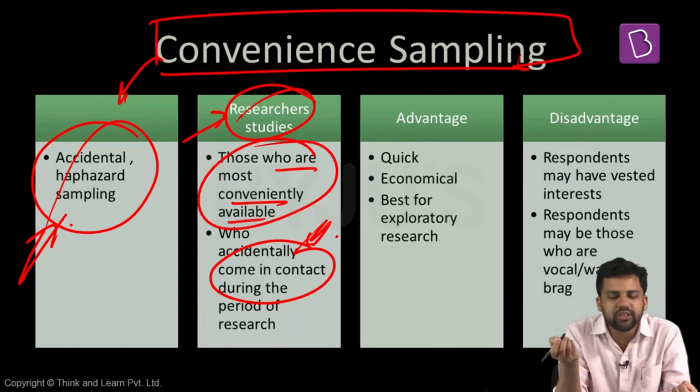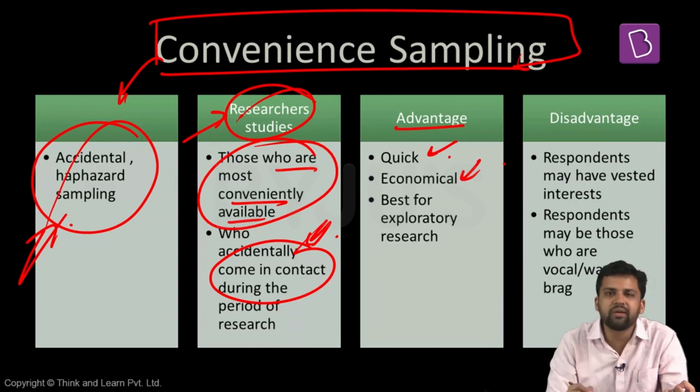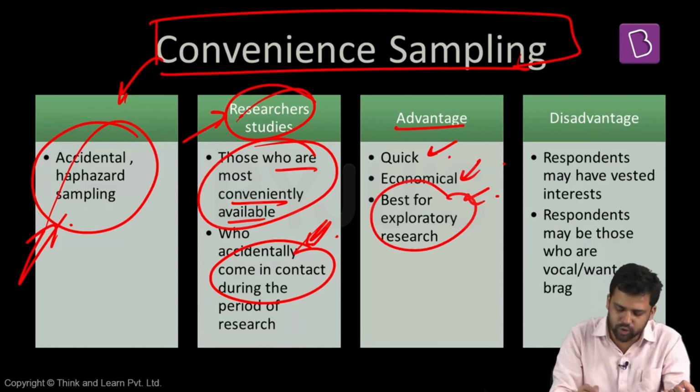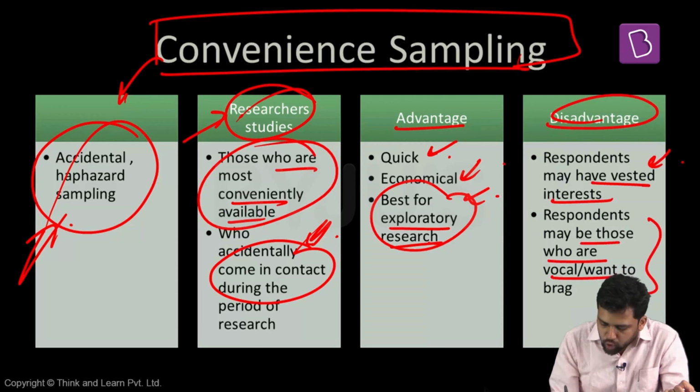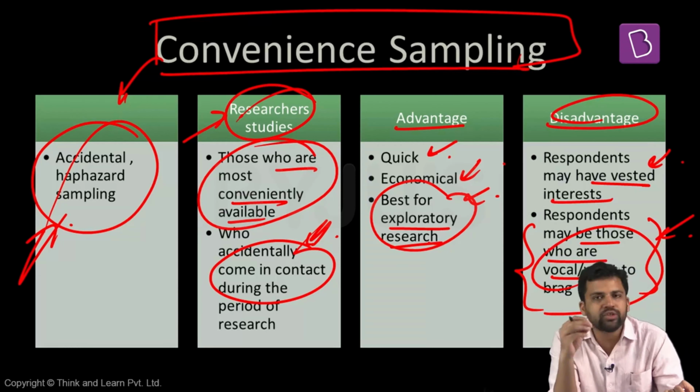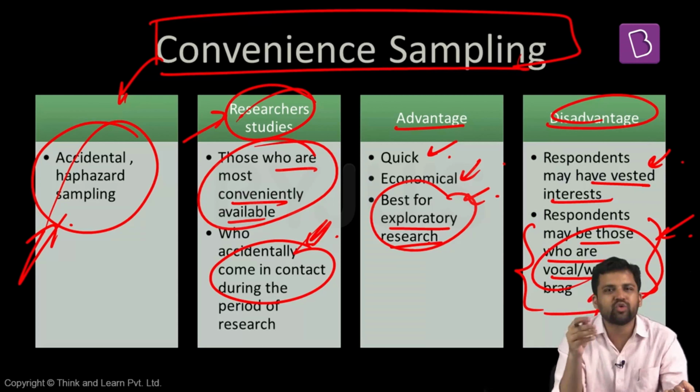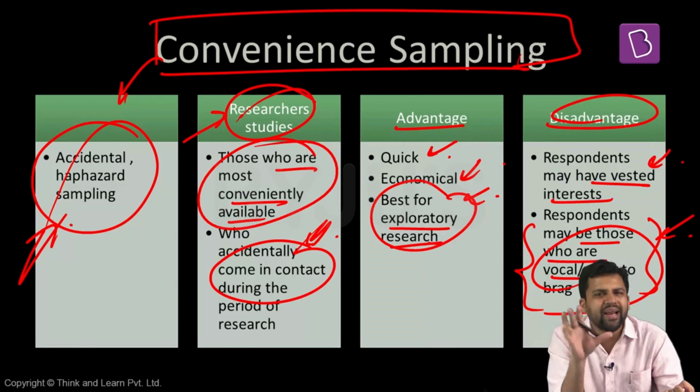What is the advantage and what is the disadvantage here? The advantage is that it is a quick, convenient and economical method. It is best for exploratory research, not for explanatory or descriptive research. But there are some disadvantages as well. Whoever you have asked might have had some vested interest. Sometimes the respondents you ask are those who are more vocal, those who want to brag a lot. So again, whatever data you are getting is not exactly representative of the population.